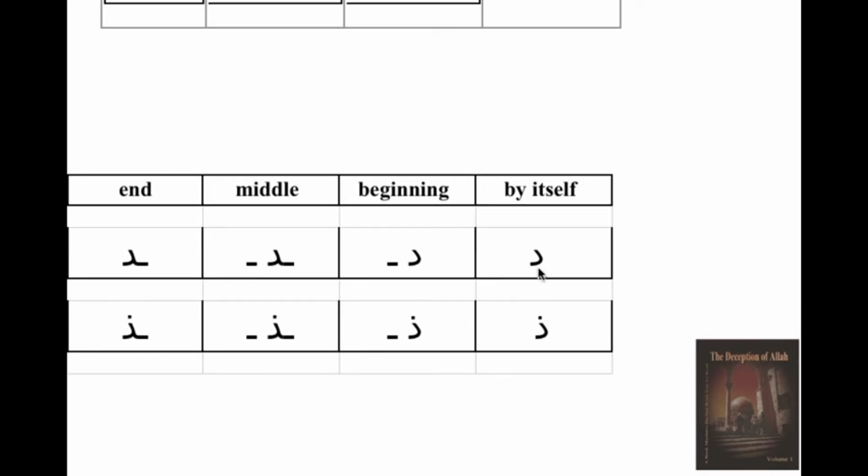Letter Dal by itself and letter Dal in the beginning. Letter Dal in the beginning is the same. All those letters which cannot connect from the left, when they are in the beginning, look the same as when they are by themselves. Why? Because they are not connected. This is why they go to original. Remember, we say when they are by themselves, they go to original. So when they are in the beginning, they cannot be connected from the left, so they still look the same as if they are by themselves.